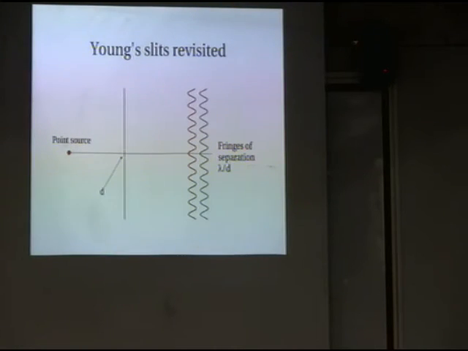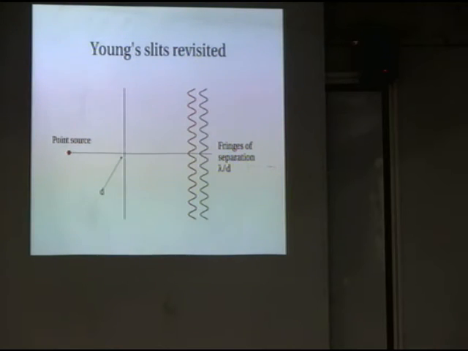Okay, so perhaps you have already seen a bit of interferometry in your courses. Yes, no? Some of them? Okay. So this is another way of visualizing this Young's experiment that he did in the 19th century.